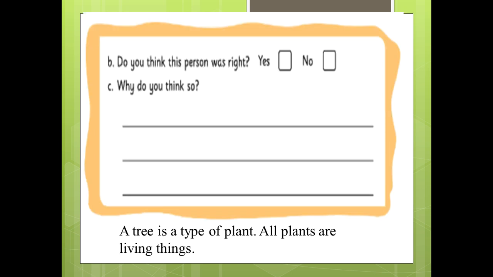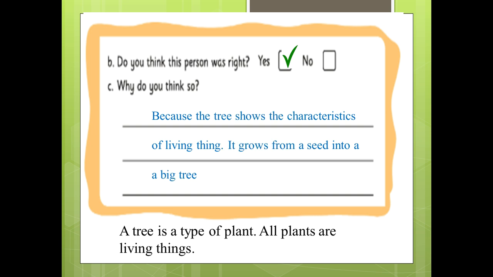Next. Do you think this person was right? Yes, exactly. It is right. Why do you think so? Why are you saying Susan's answer is correct? Yes, because the tree shows the characteristics of living things. It grows from a seed into a big tree. A tree is a type of plant. All plants are living things.